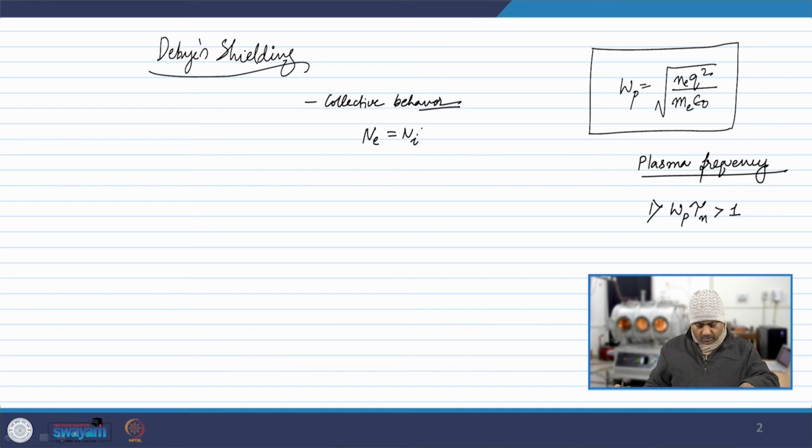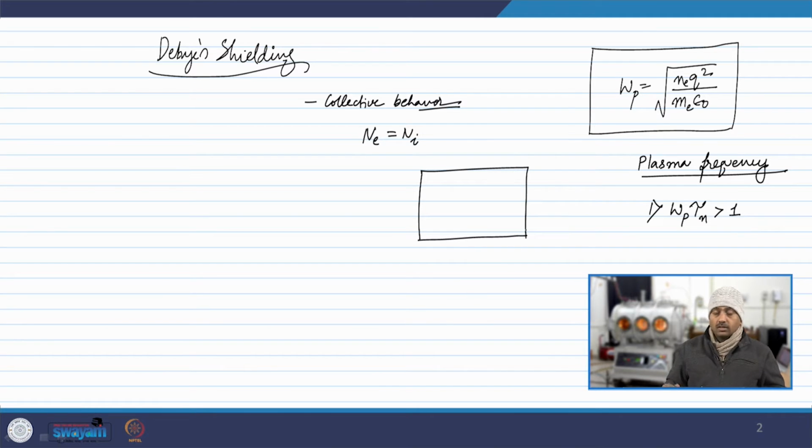Now, for instance, let us say we take this plasma, this chamber, or this is the plasma system, and in this there are all electrons and ions which are inside.